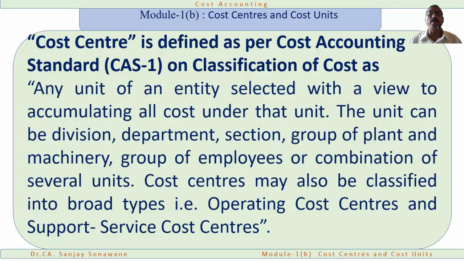Now when the operating section is working, they require the support of some service centers also. For example, for the purpose of utility or for the purpose of services, they are dependent on service units. So this operating center, which we call a production center, is taking services of other centers. Here the cost accounting standard says that you can classify as operating cost center and support service cost center. Now this is the broad classification. But let us go through the basic cost centers that we form.